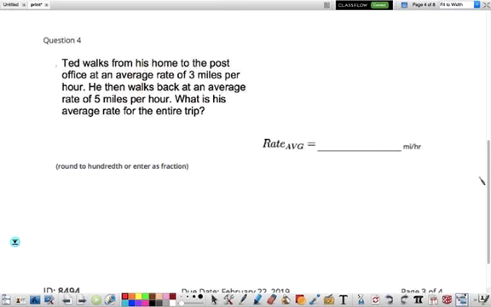Okay. I know some of you have to leave here in 2 minutes, so let's just do the last one, this word problem, with everybody. Ted walks to and from his home. His rate going to the post office is 3 miles an hour. Coming back, 5 miles an hour.